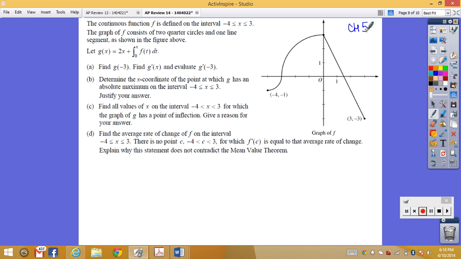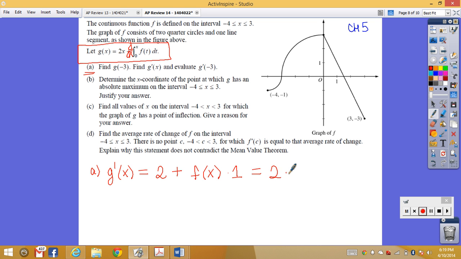This one was an interesting one because it was using FTC 1, and you can tell that FTC 1 will get used because of this statement, but the way it was used was interesting. So I'm actually going to start out just with part A. I'm not going to do the whole problem again, but just a reminder of how to find g prime of x. G prime would be the derivative of that piece, plus if I found the derivative of this guy right here, I would substitute in my x and multiply it by the derivative of x, which happens to be 1. So you just get 2 plus f of x.